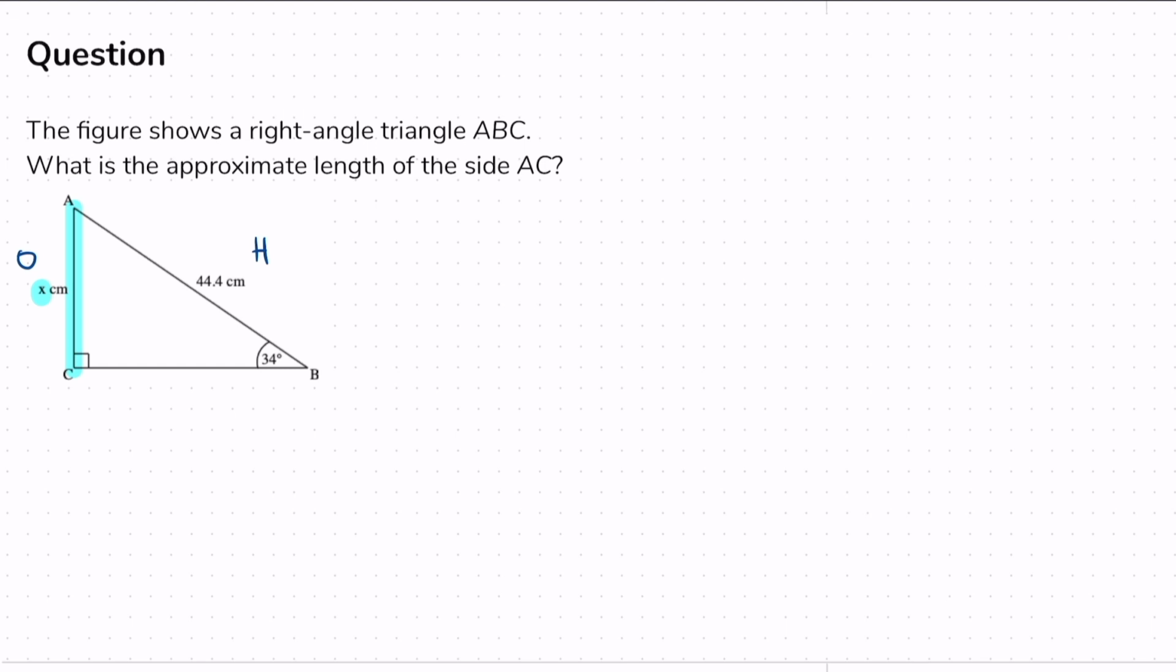And I think which of SOH CAH TOA is O and H? Well, it's SOH, and we're trying to find the opposite. So the opposite is equal to sine across from H. So we substitute in our values, X equals sine 34 times 44.4.